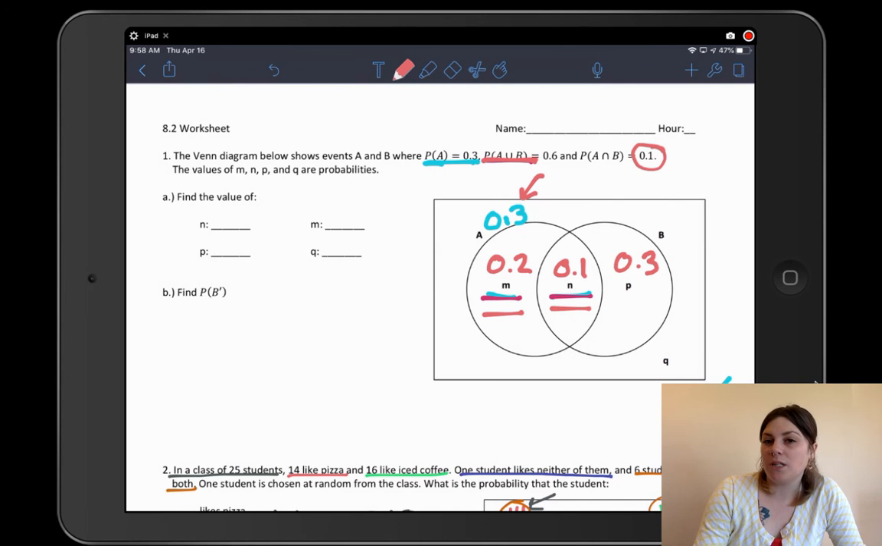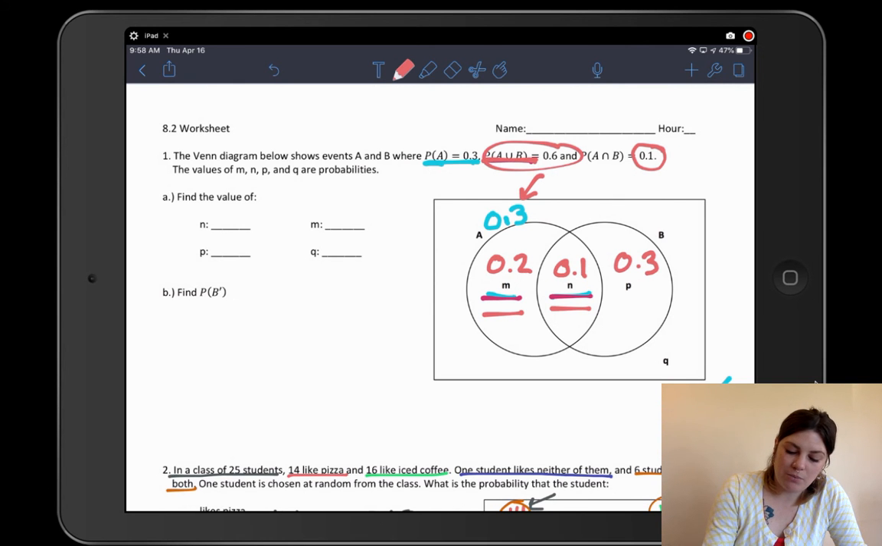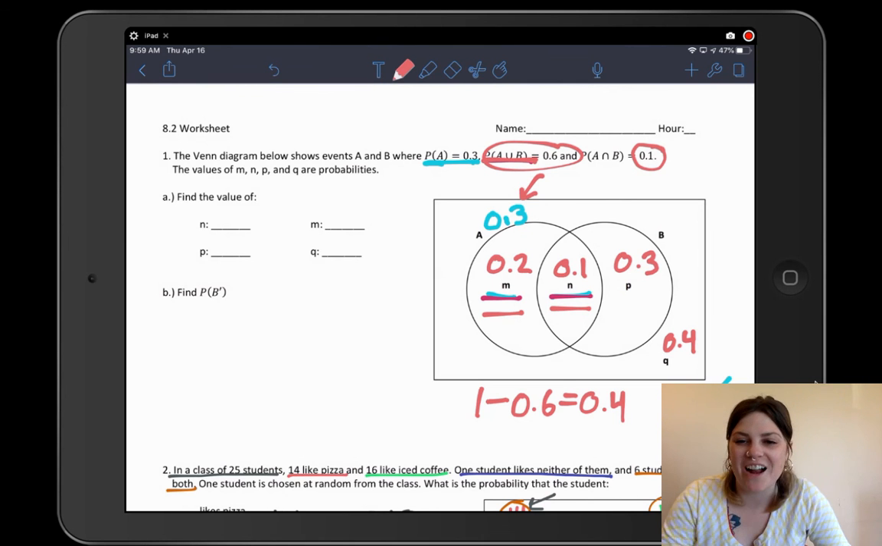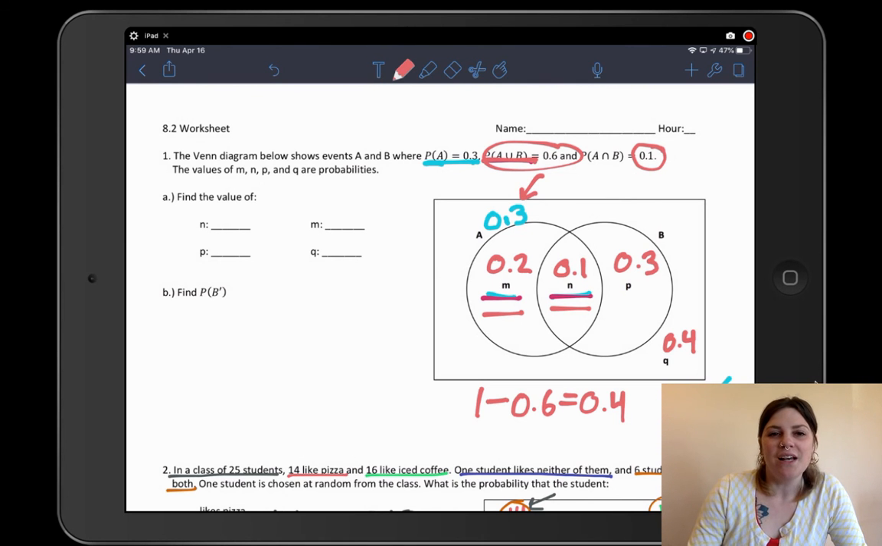Also, it tells me what Q is because Q is everything that's not in A or B. So A union B, 0.6, that's everything that's in the circles. Everything that's not in the circles is whatever's left over to get you to 1. So it must be 0.4. And so you could think about it as 1 minus 0.6. The whole minus the two circles is equal to 0.4. So that gives you all the people or things or percentages that are outside of the two circles.